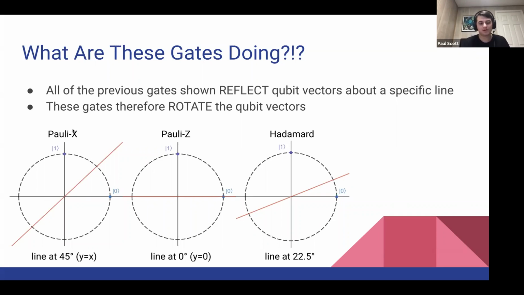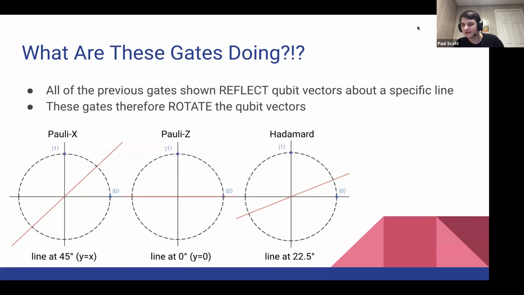So for example, the Pauli-X gate is reflecting all vectors about the line at 45 degrees, which is y equals x. And that makes sense. If we have the 0 state and we reflect it about this line, it turns it to the 1 state and vice versa. If we give it something with equal probability, it will just stay the same because it's on the line. And if we give it something perpendicular, where the 0 probability amplitude is negative and the y is positive, but they're the same value, it just goes completely down here.